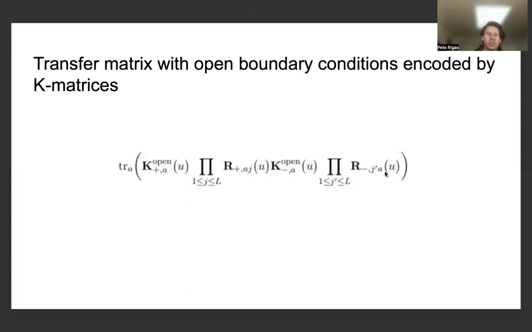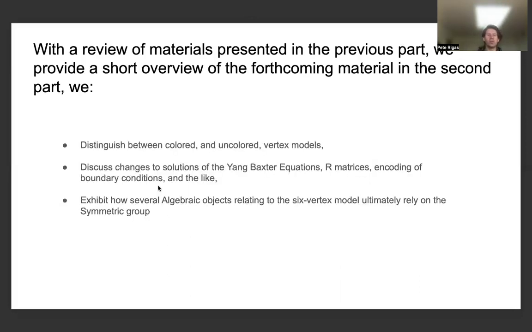Under open boundary conditions, we can form the transfer matrix by taking two products of R matrices as well as two other products of K matrices, respectively enforcing the boundary conditions of the chain at the left and rightmost endpoints of interaction. Now, with a short review of the materials presented in the previous part, we can provide another overview of the forthcoming material in this part, in which we distinguish further between colored and uncolored vertex models, and we discuss challenges to solutions of the Yang-Baxter equations of R matrices encoding the boundary conditions and the like.